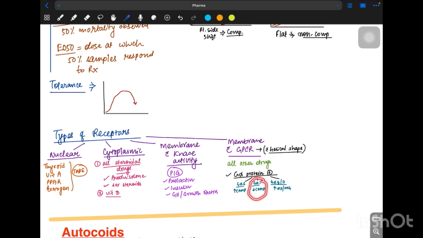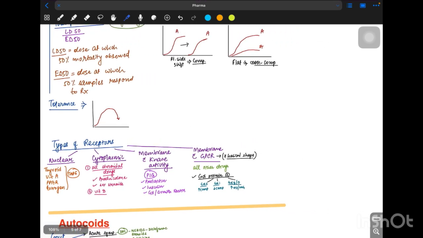G alpha I, what is the work? It decreases the cAMP, and G alpha Q or 0, the function is it increases IP3 or DAG. So these are the types of receptors. With this we end the topic of general pharmacology.